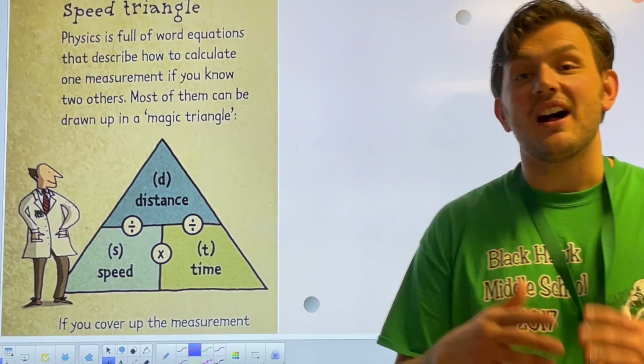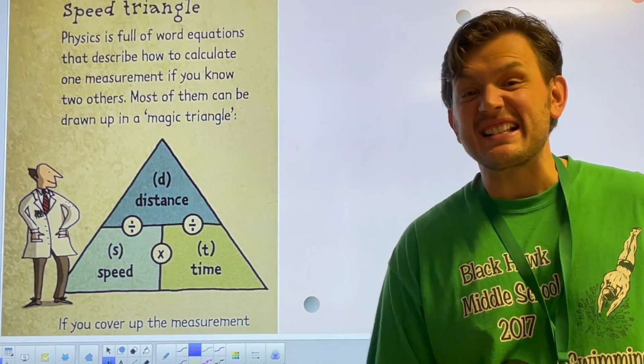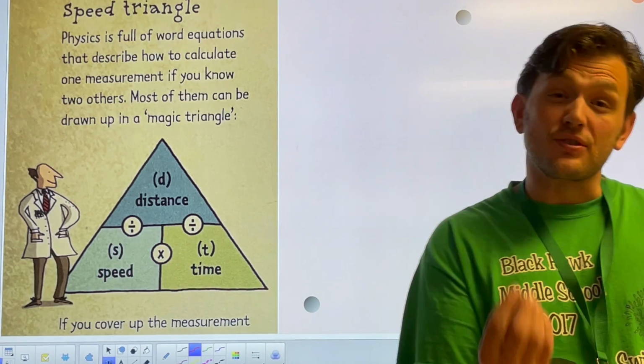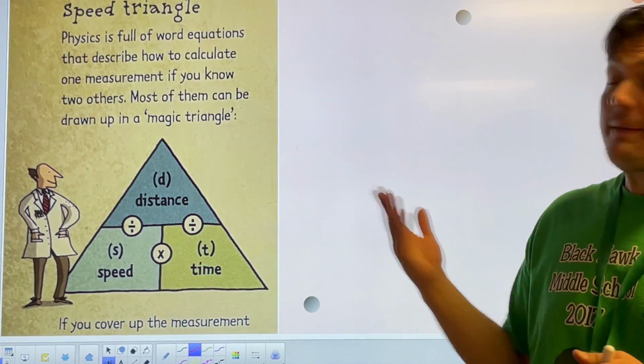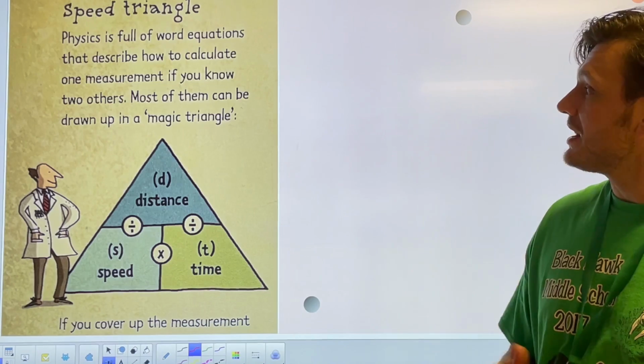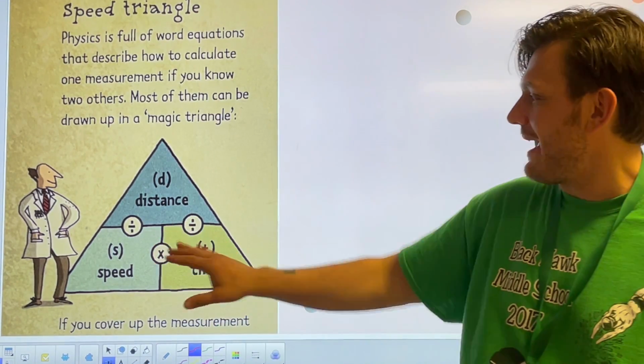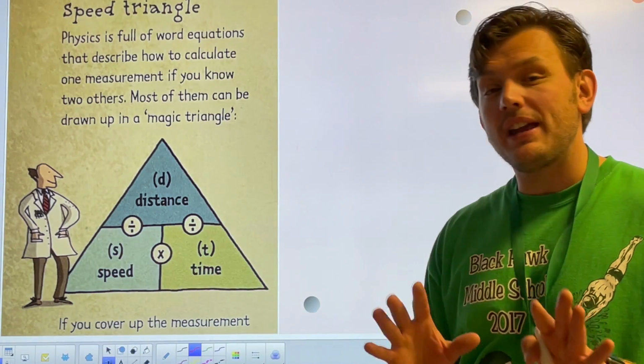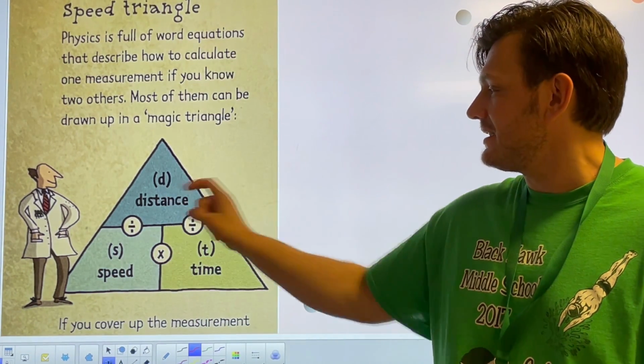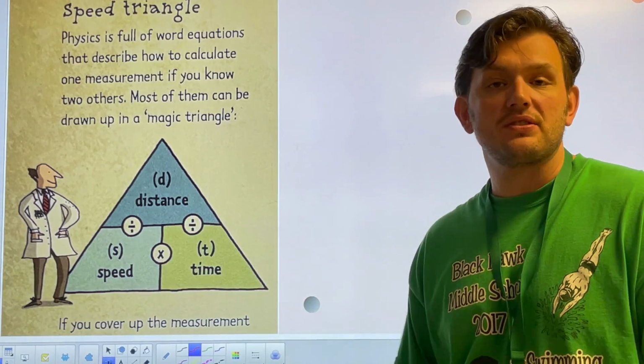So we're gonna look at a speed triangle. Now physics is full of word equations that describe how to calculate one measurement if you know the two others. Most of them can be drawn up in a magic triangle. So I have this magic triangle with my scientist, and we're looking at speed, so we have to know distance, time to figure out speed.